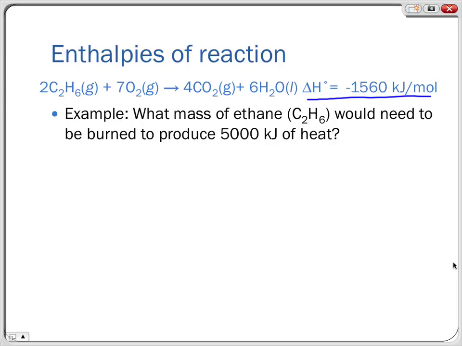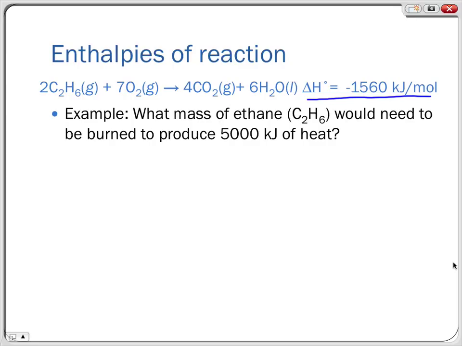kilojoules of heat? So this is a situation where you say, hey, I need a certain amount of heat. I need to heat my home or something like that, or I'm trying to cook a piece of meat, and I know I need 5,000 kilojoules in order to do that, and I want to burn some ethane in order to produce this. How much do I need to burn? So this would be a common question that we might be able to use.